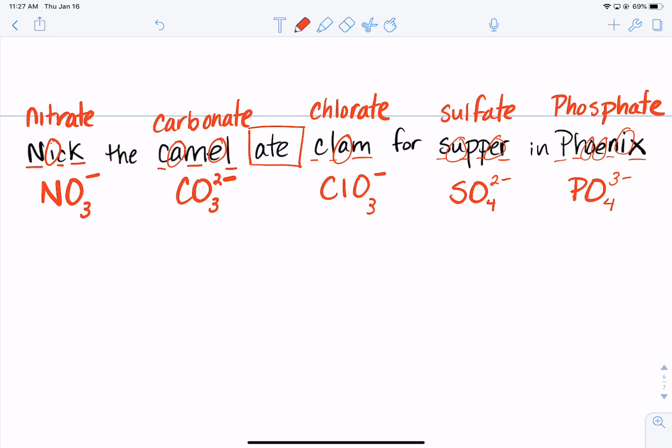Go ahead and look at your polyatomic ion sheet. What pattern do you notice about the ate and the ite? So I want you to look at sulfate versus sulfite. Look at phosphate versus phosphite. Raise your hand once you realize the pattern. Emily has seen the pattern. Ryan, seen the pattern?